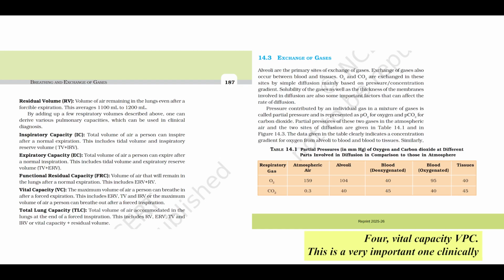4, vital capacity, VC. This is a very important one clinically and frequently asked about. It's the maximum volume of air a person can exhale after a maximal inhalation, or conversely, the maximum air inhaled after a maximal exhalation. It represents the total usable volume of your lungs for ventilation. Formula, VC equals ERV plus TV plus IRV. It's a key indicator of lung health, often reduced in restrictive or obstructive lung diseases.